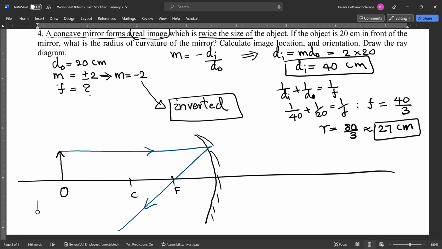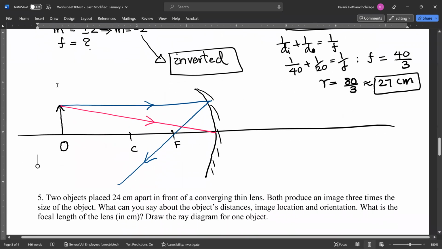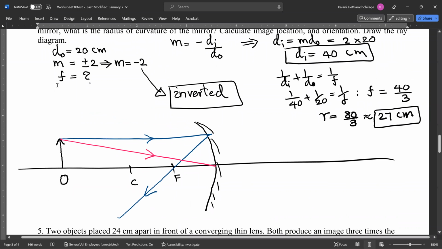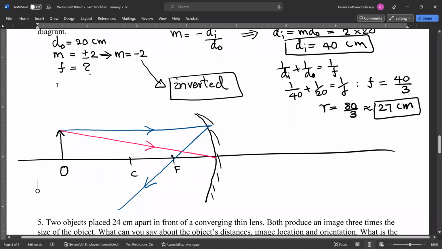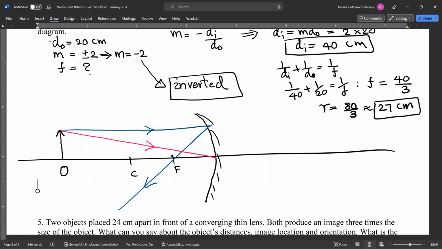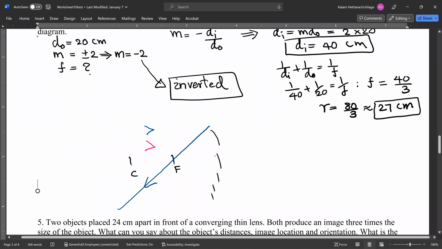And to draw the line to the center, and that light should be reflected back exactly with the same angle, right? So, oops, I'm sorry, that's wrong actually. That's not 40, that's not the D naught, so I think I made a mistake in there.